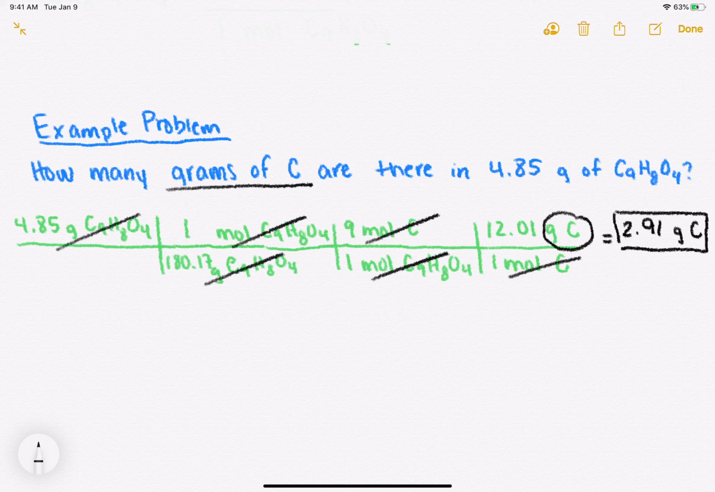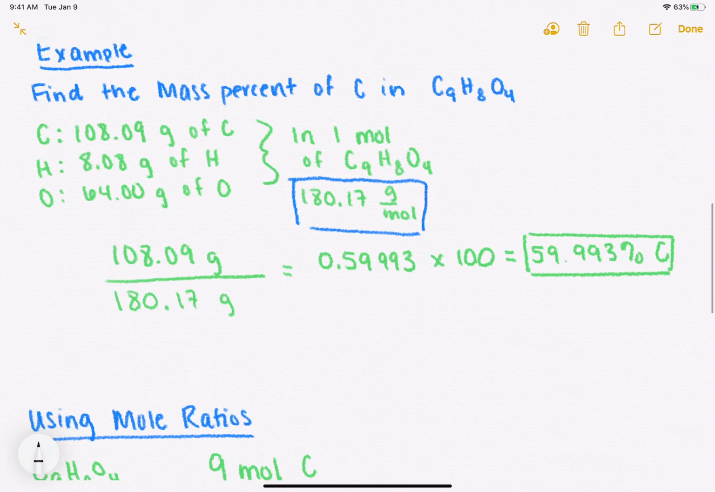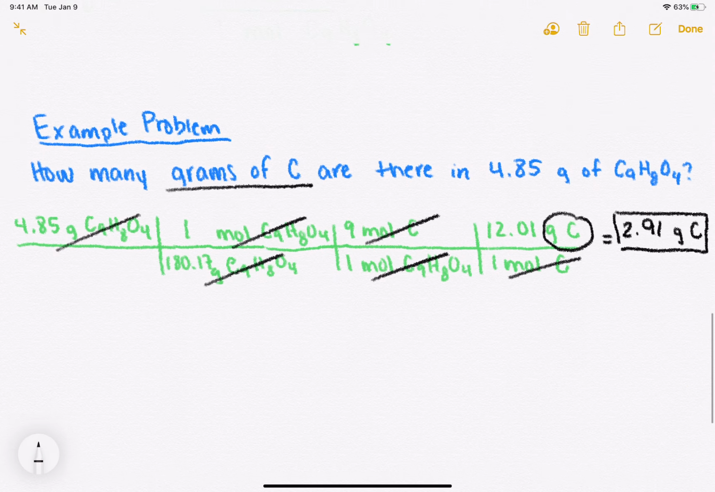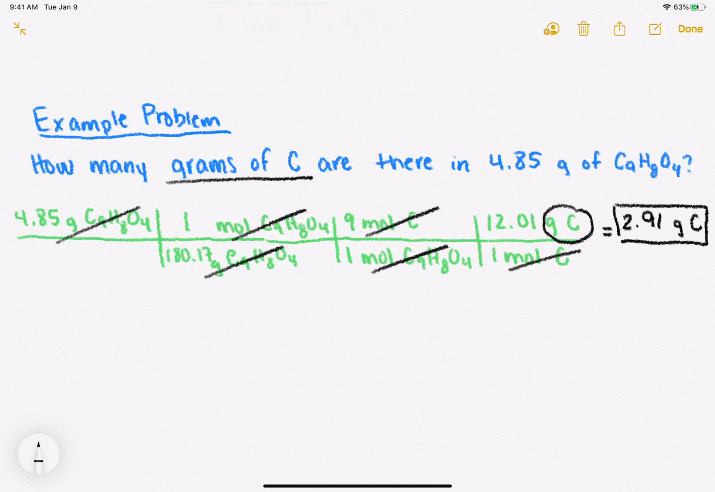So for every 4.85 grams of C9H8O4, 2.91 grams of that is carbon. And based on what we know from this previous section over here, about 60% of that sample is made of carbon. And 2.91 looks to be, even just looking at the number, about 60% of 4.85 grams of C9H8O4. So that's a way you can check your work and see, okay, it looks like my answer to this problem is probably reasonable, so I probably got the right answer.